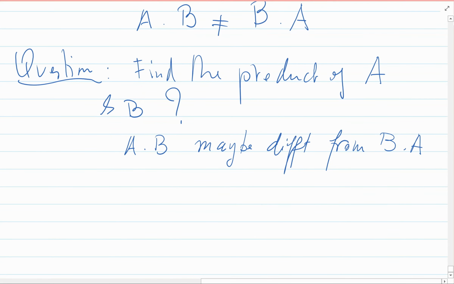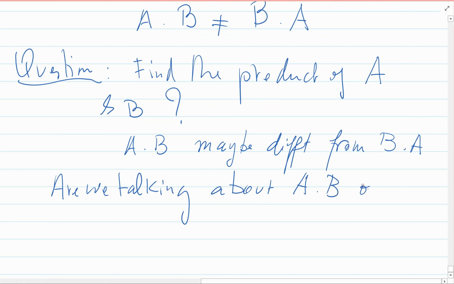Okay, so are we talking about AB or BA? So you have to know which one is to the left and which one is to the right, or which one is first and which one is second. Do you understand? It's very important. Okay, so it gets complicated.